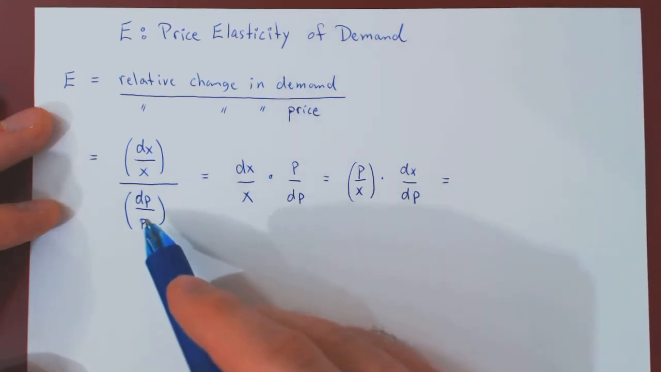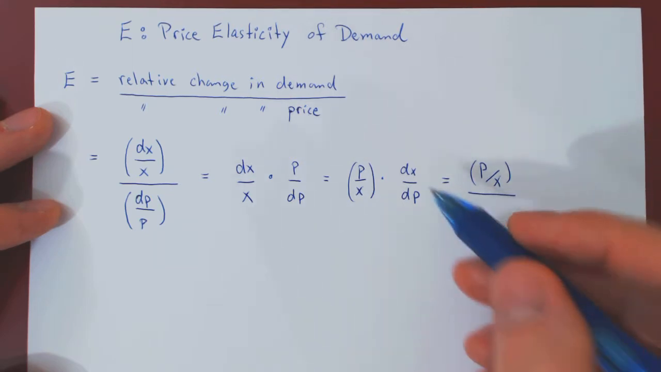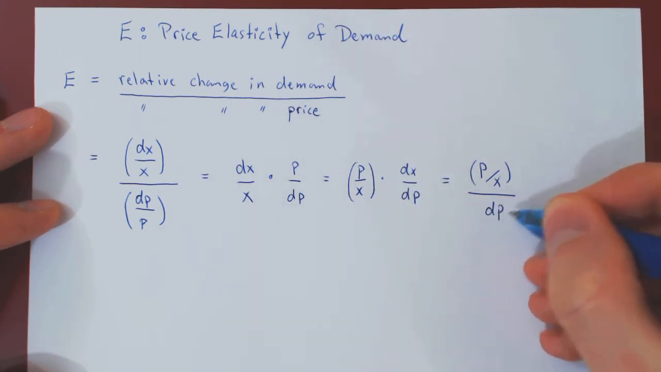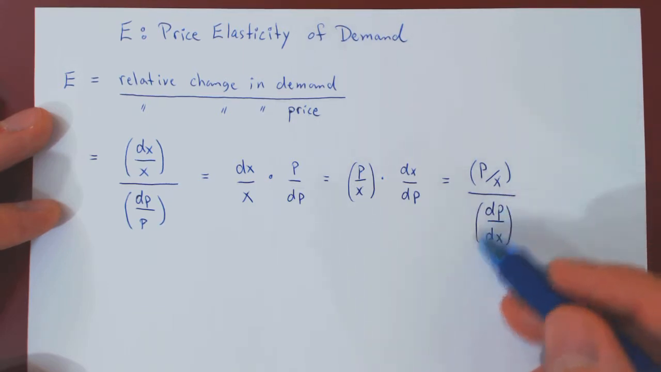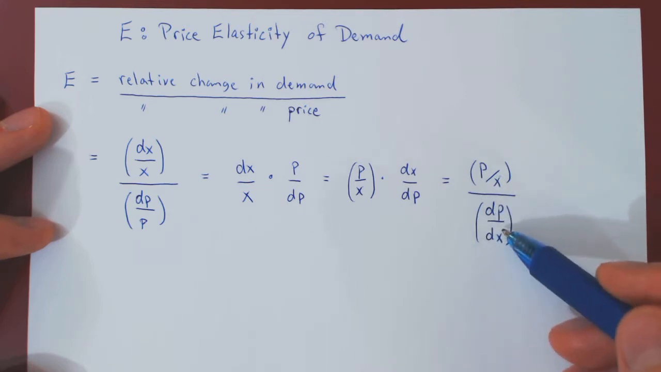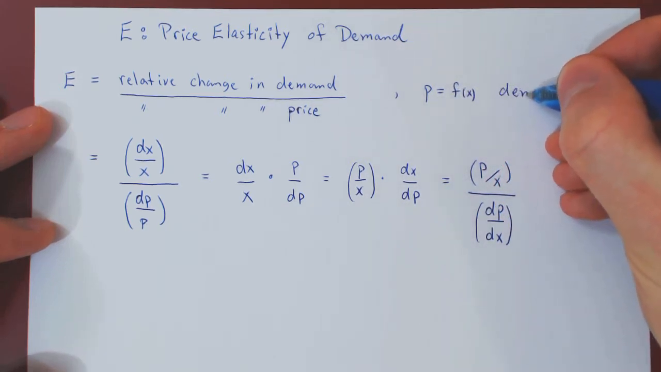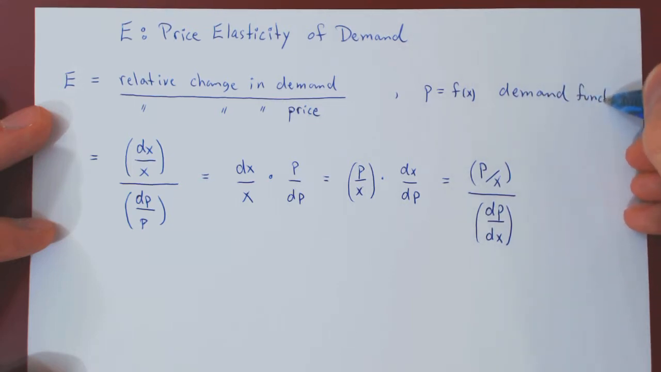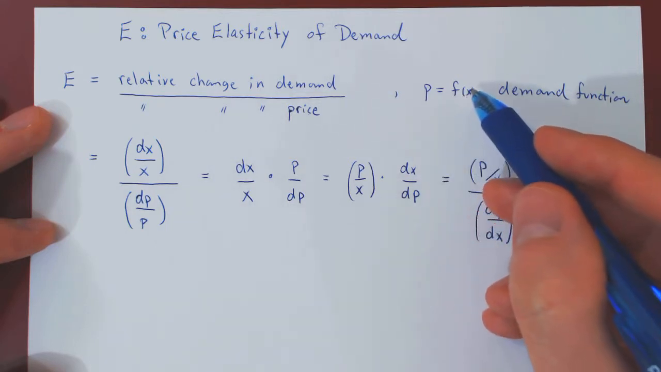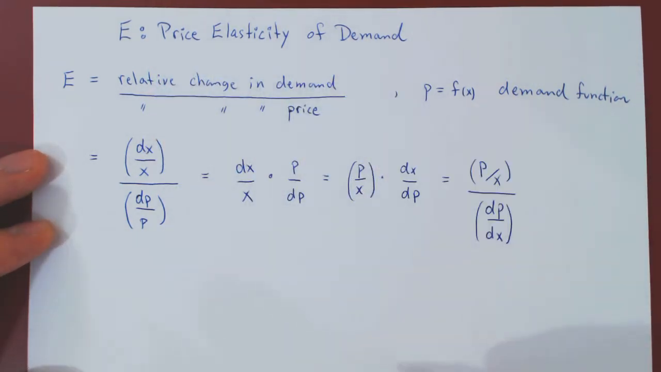Now I will use the same trick that I used to go from here to here, but backwards. I will keep the p over x as p over x. And if I multiply by a fraction, I can instead divide by its inverse, its reciprocal. So instead of multiplying by dx over dp, I can divide by the inverse, dp over dx. And this is interesting because we usually have the demand function, where p is given as a function of x. This is our demand function, the relationship between the unit price for an item and x, the number of items that consumers are willing to purchase. And so this is how we can calculate the price elasticity of demand for a given product.